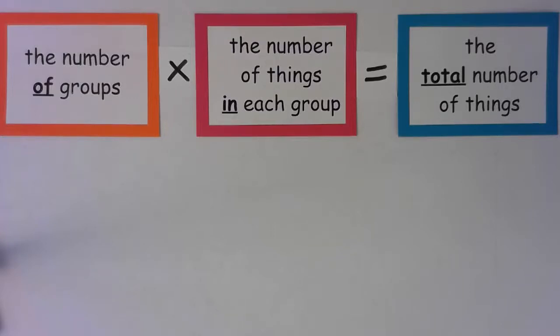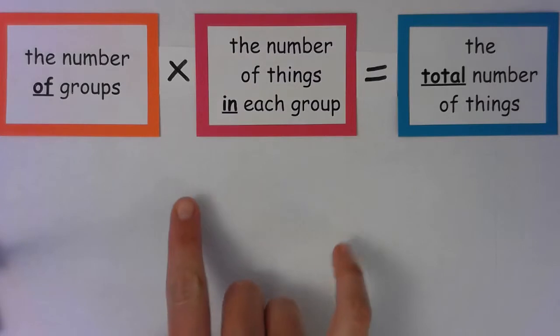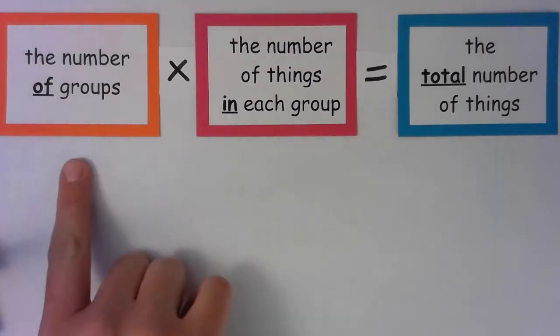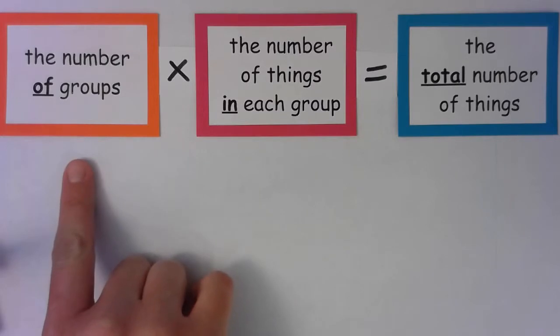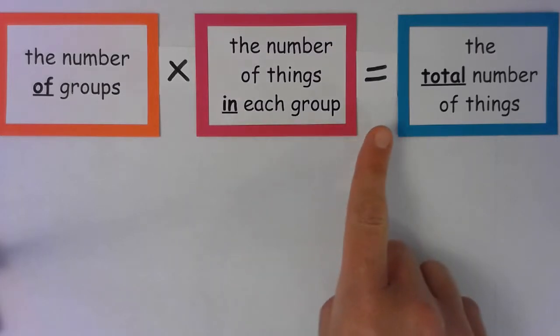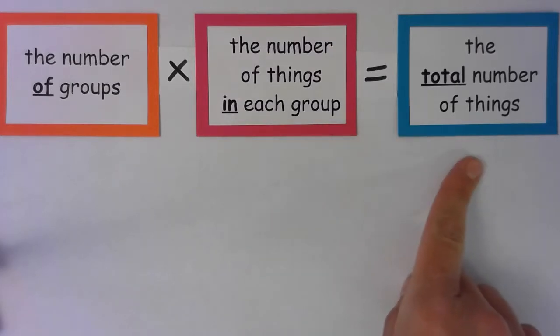About multiplication and division and their relationship to each other. The typical multiplication equation is written above, where we can see the first number is the number of groups. The second number is the number of things in each group. And when you multiply them together, your answer is the total number of things.